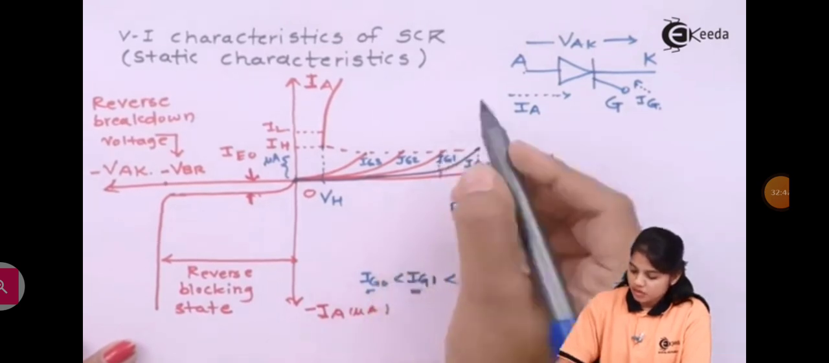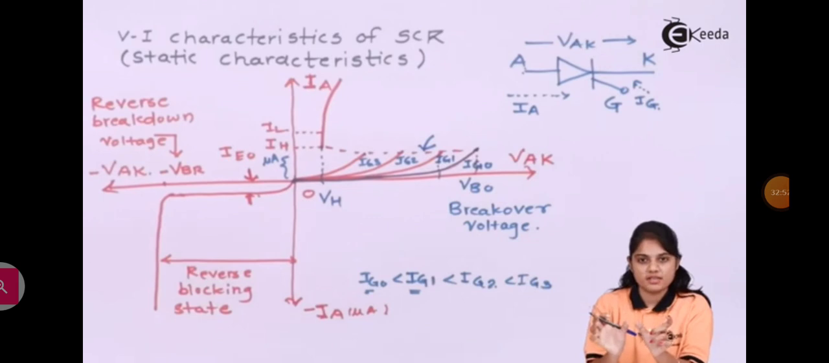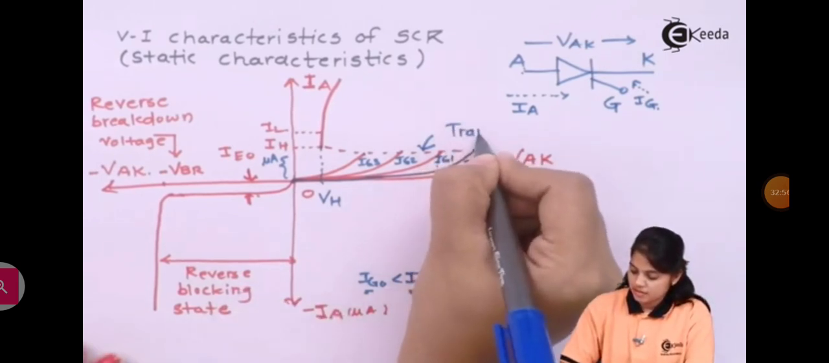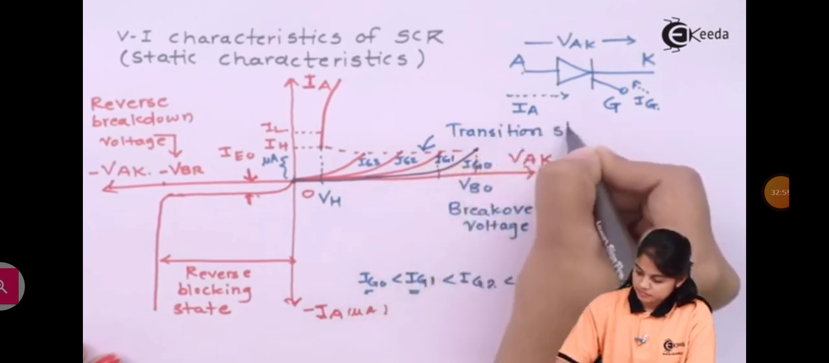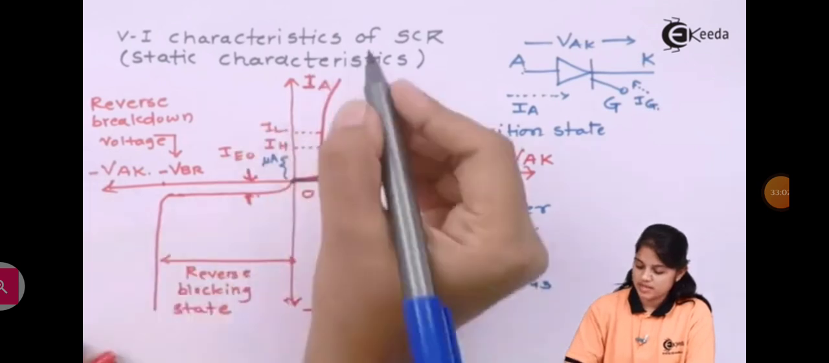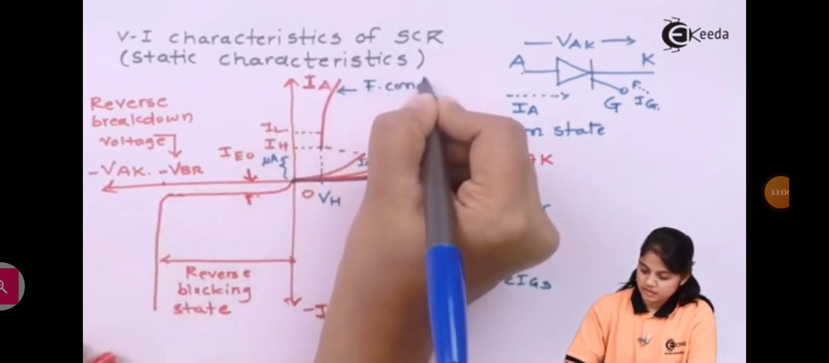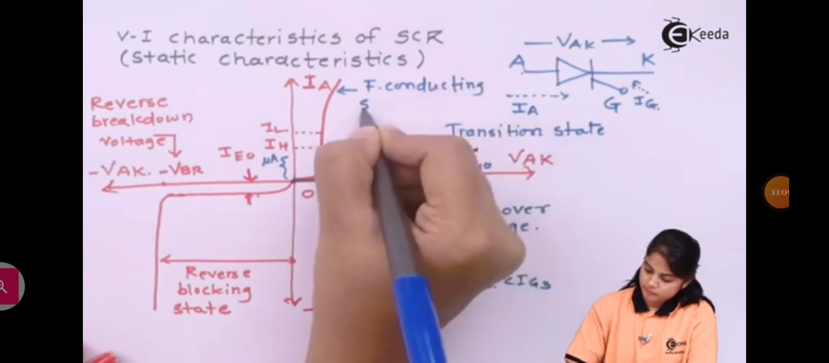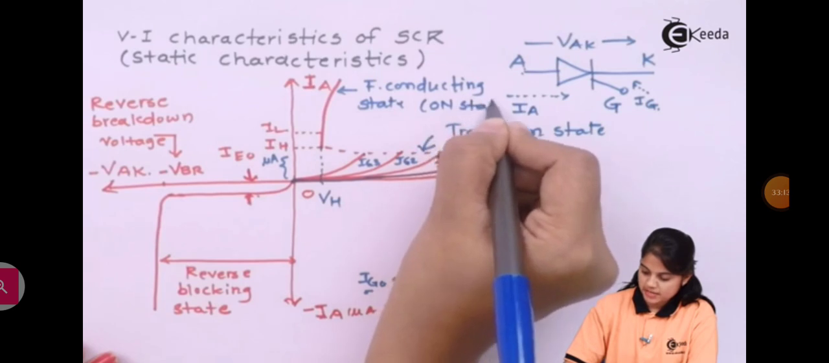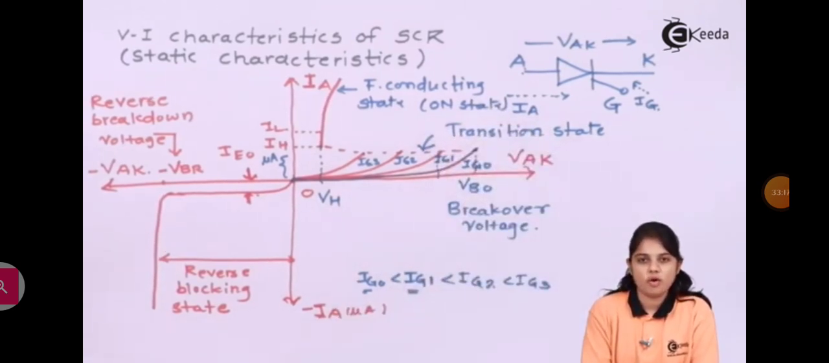Now this particular state, where my SCR is switching from the forward blocking state to the forward conducting state, is known as the transition state. And where a large amount of current flows through the SCR, this state is known as the forward conducting state, or you can call it the on state. Now my SCR is completely on. SCR is in a fully on condition.